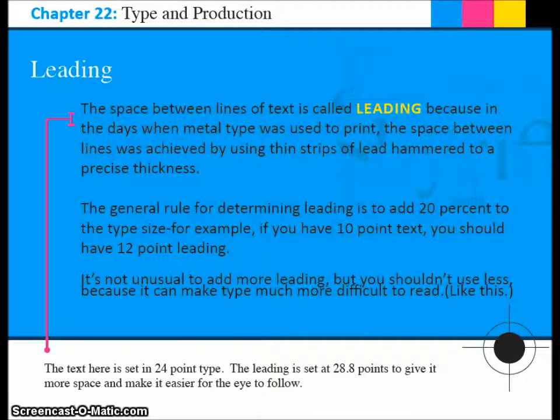This text is set in 24-point type. The leading is set at 28.8 points to give it more space and to make it easier for your eye to follow.